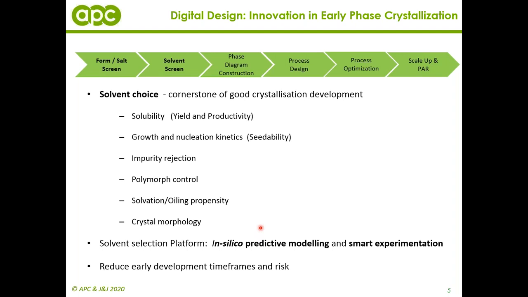I just want to compare it with other approaches, for example, the more traditional, quite expensive and time-consuming brute force approach. What I would like to claim here is that we can do it with our approach in the same or less time. So we can reduce the early development timeframes and also the risk. Regarding the time, as I said, same or less time than traditional brute force screening. And regarding the risk, I believe that the approach which I'm presenting today dramatically improves the likelihood of selecting a fit-for-purpose solvent for crystallization processes. So we are basing our approach on quality by design principles.